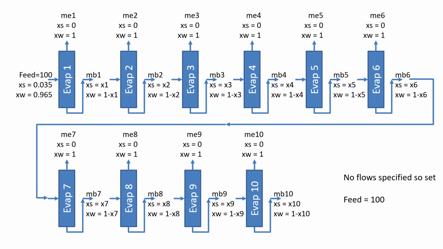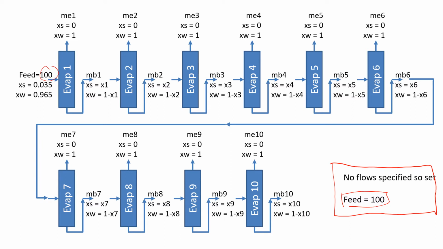So the very first thing that you should do when working these problems is ask, are there any flows that have been specified? In this case, no flows have been set. So we're free to choose one of these flows and set it to an arbitrary value. And what we're going to do is set the feed flow to 100.